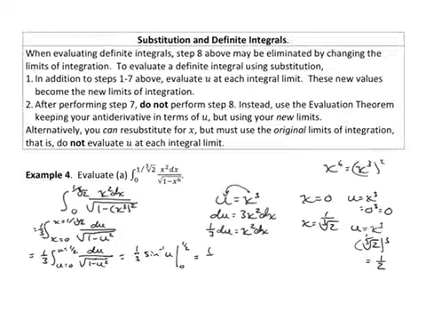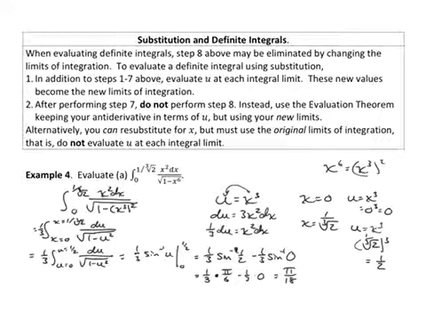So this is going to be 1/3 inverse sine of 1/2 minus 1/3 of the inverse sine of 0. The inverse sine of 1/2 is pi over 6. And the inverse sine of 0 is 0. So this just ends up being pi over 18.